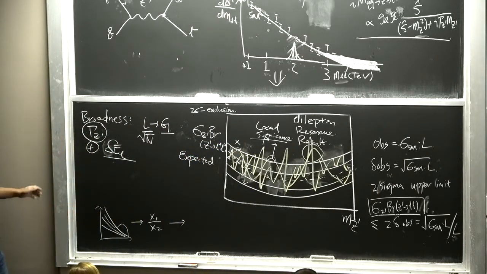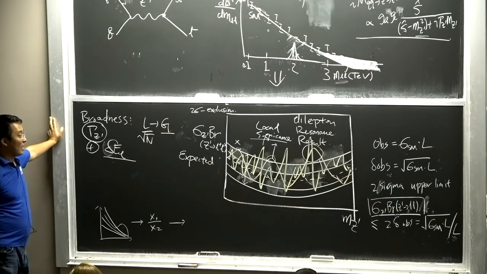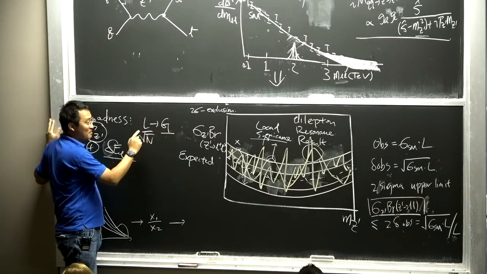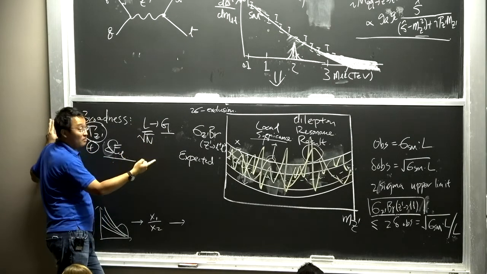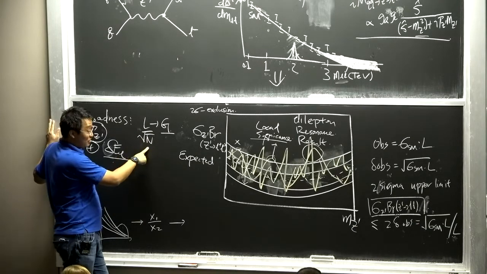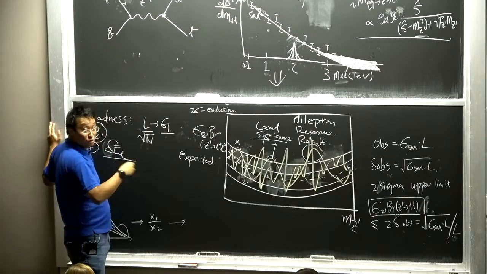So I always hear about the look-elsewhere effect, but I don't actually know what it is. That's what I just explained, the global significance. Locally I see a bump, but I did so many experiments, so I need to account for that. So I translate local to global. This is really trying to account for the look-elsewhere effect.